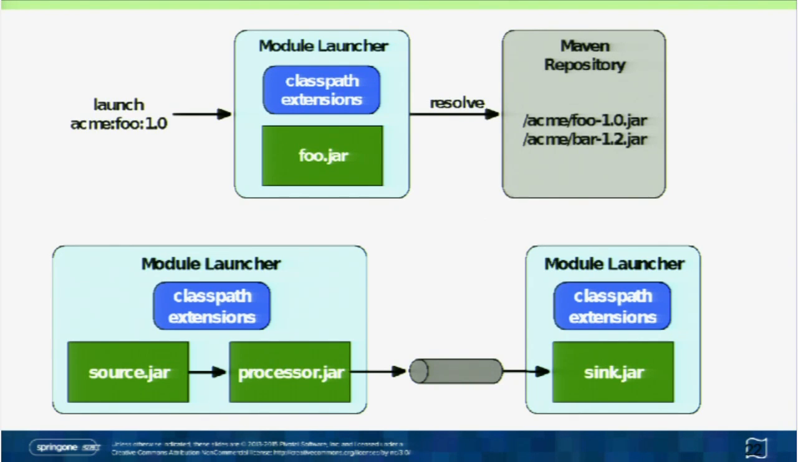On the bottom, this module launcher is actually part of Spring Cloud Stream, right? You can run java -jar on the module launcher, and then you specify a boot property to it of what the coordinates are, the Maven coordinates of the actual module that you want to run. So it gives you that level of indirection.